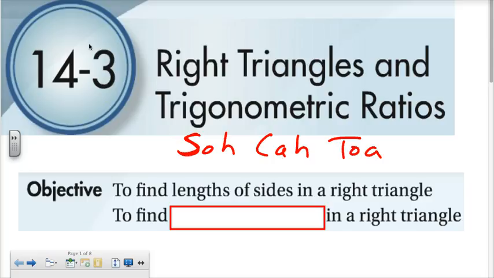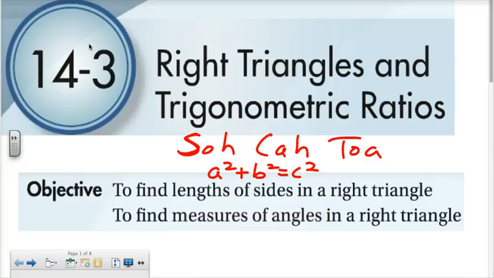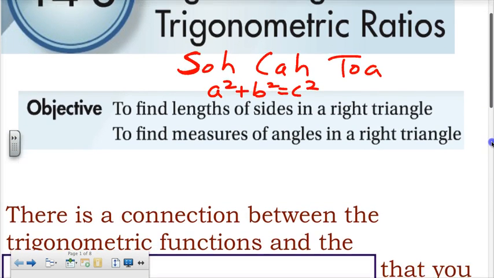And often we have to use those alongside or with the Pythagorean theorem in order to get what we need. And we're just going to talk specifically about right triangle trig ratios. So the objective: to find lengths of sides in a right triangle, and then to find measures of angles in a right triangle. And we use a combination, if we have to, of, again, the Pythagorean theorem and/or SOHCAHTOA to figure out what it is that we need.